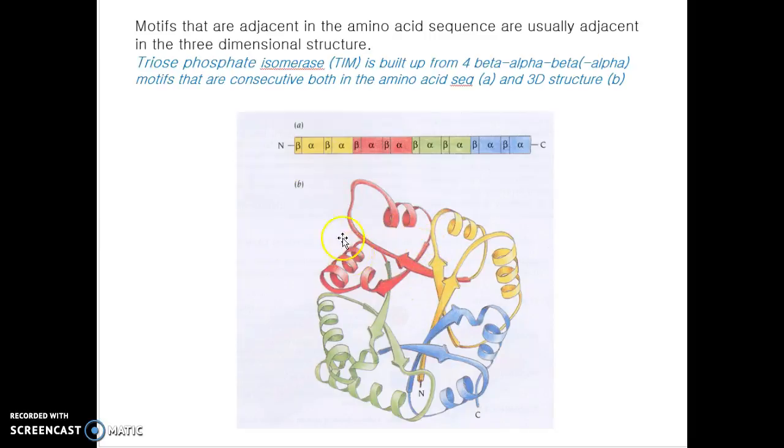In this picture, you can see the protein structure of TIM, triose phosphate isomerase, that has 4 repeating beta-alpha-beta motifs, with different colors, yellow, red, things like that. In the real 3-dimensional structure, they are present in a row: yellow, red, green, things like that. Okay, that happens very often.